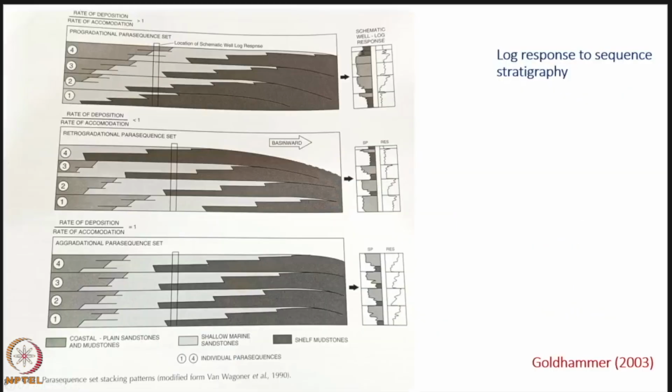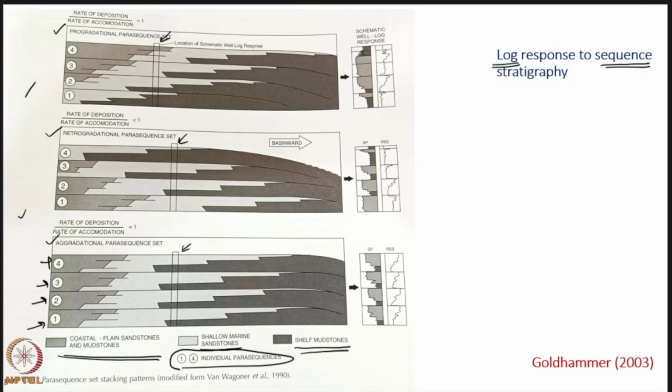In what way can the geophysical log be linked with sequence stratigraphy? Consider this is the location of drilling, and we will see progradational parasequence, retrogradational parasequence and aggradational parasequence. We are having three kinds of rock types: shelf mudstones, shallow marine sandstones and coastal plain sandstones and mudstones. The numbers 1, 2, 3, 4 inside the circles in these three cases represent the individual parasequences.